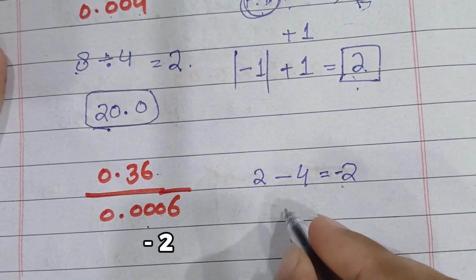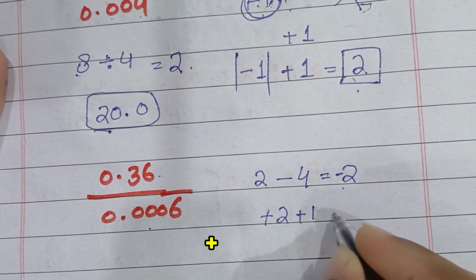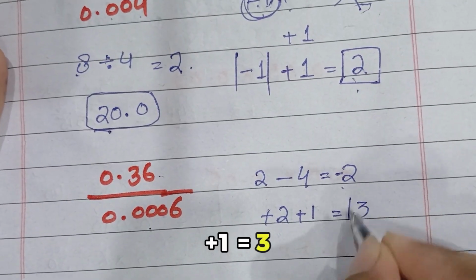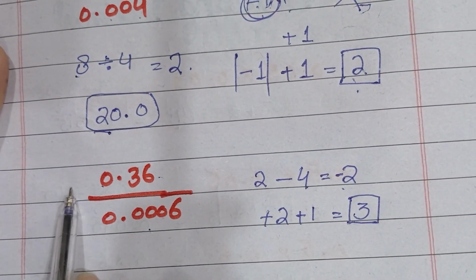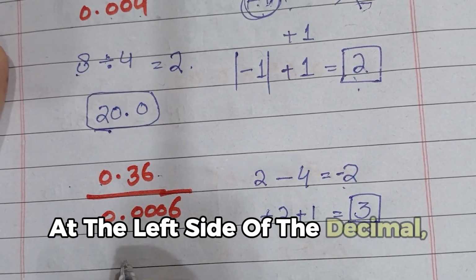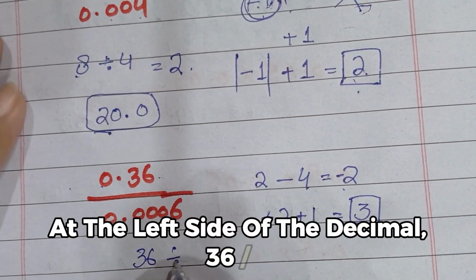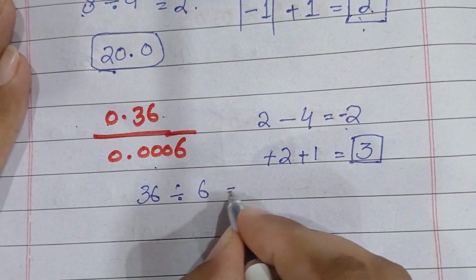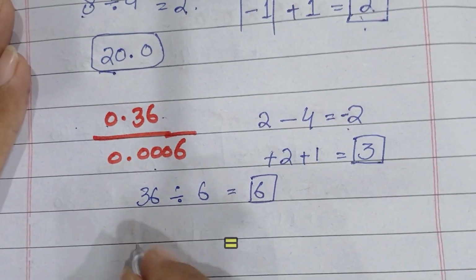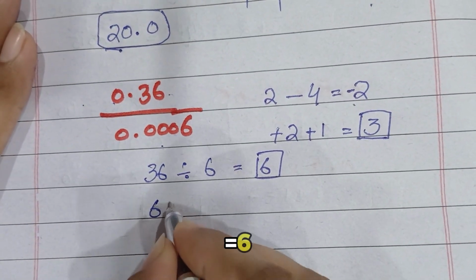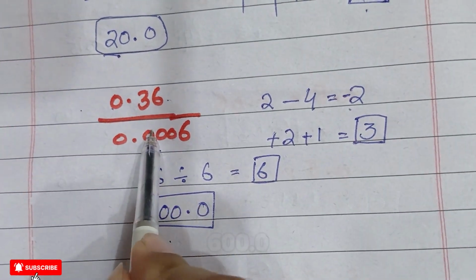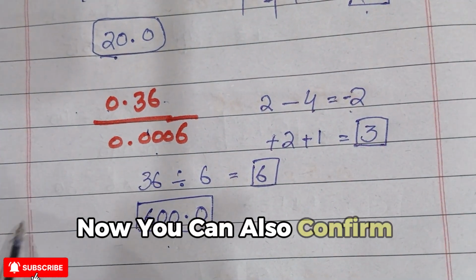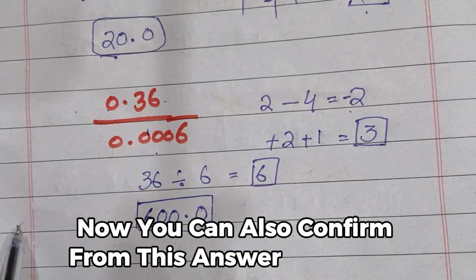We just read this minus 2 as a positive. Add plus 1 and our answer is 3. Now our final answer should contain 3 digits at the left side of the decimal, which is 36 divided by 6. The answer is 6. Now add 6 0 0.0. Now this is our final answer of this example. Now you can also confirm from the calculator.